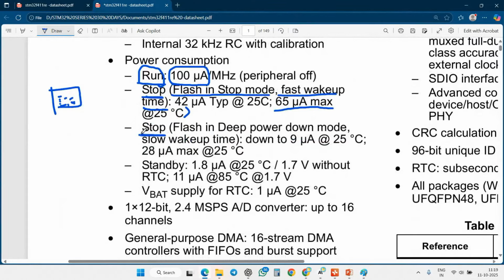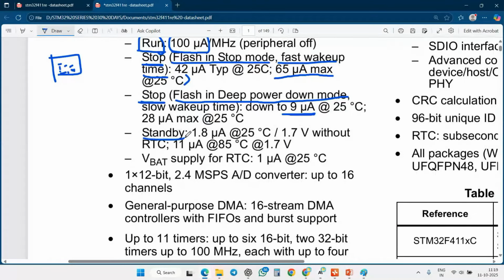And another stop mode is called flash and deep sleep mode. At that time there is no data in your flash memory. It is simply in deep sleep mode. It is taking only 9 microamps. And the standby mode is completely slept. At that time, it is taking only a minute amount of current, 1.8 microamps.